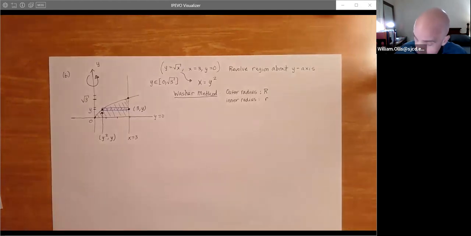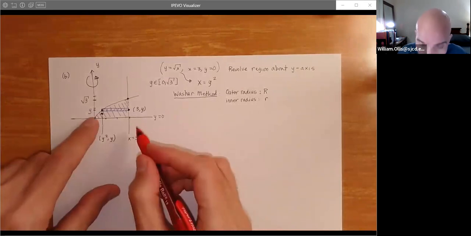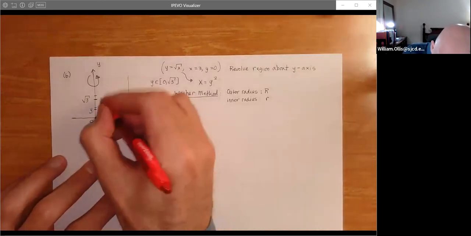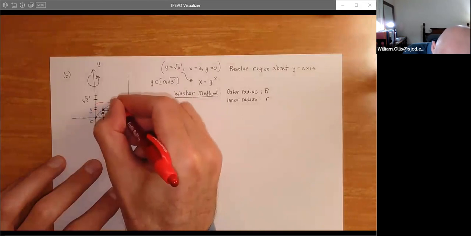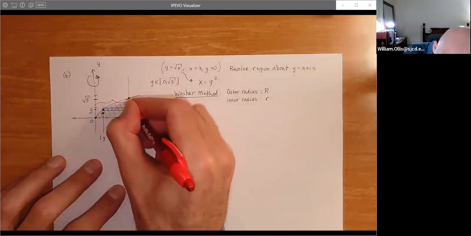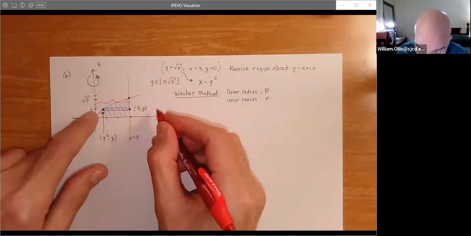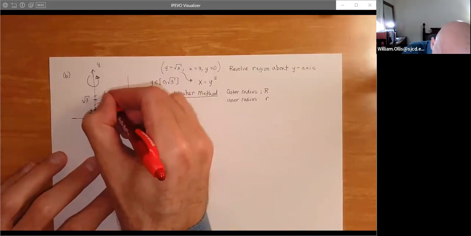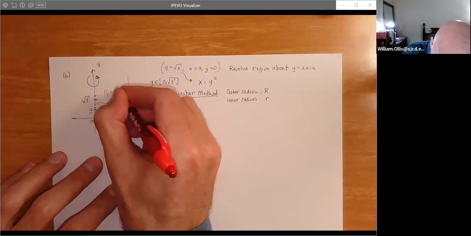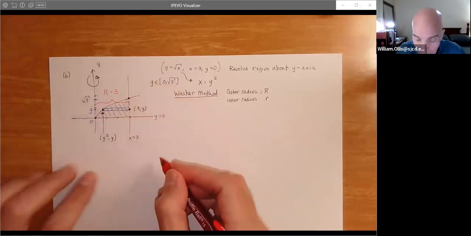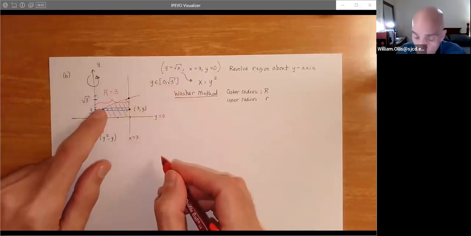So now we can look at this and say, well, here's the axis of revolution. The outer radius is constant. It's always going to be 3. So when we take the distance from this point to the axis of revolution, we have R equals 3. And now we want the inner radius.